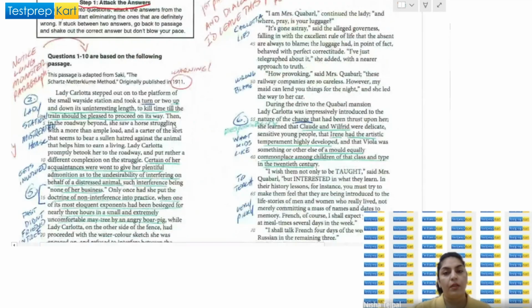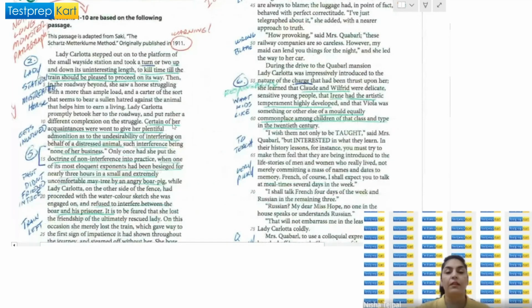Okay, let's start the passage. First understand the passage in totality from all dimensions, from every aspect, looking at its tone, its purpose, its structure, and everything. Then we'll be doing the questions.